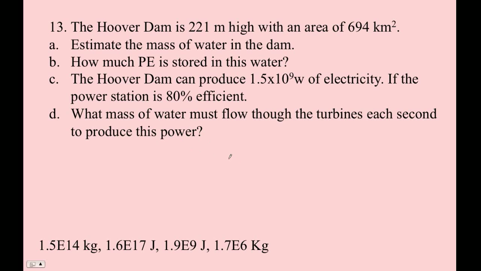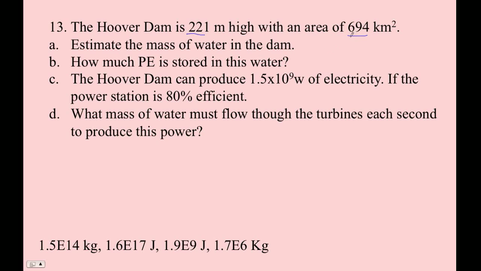The Hoover Dam is 221 meters high with an area of 694 square kilometers, right? So I'm going to assume, by the way, that the water is 221 meters deep everywhere in the impoundment area, right? This is a big rectangle. And so estimate the mass of the water in the dam.